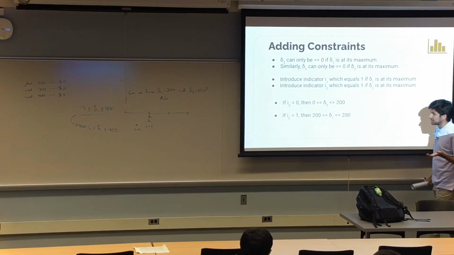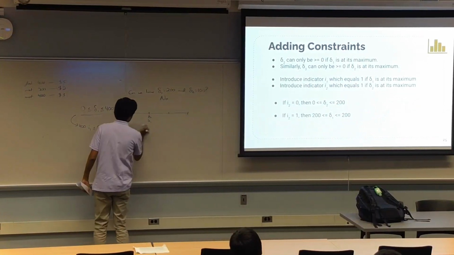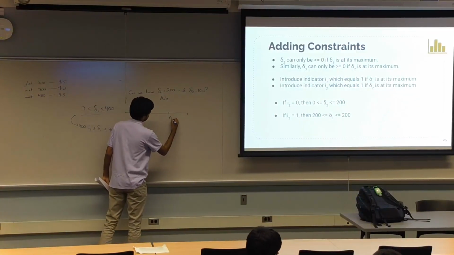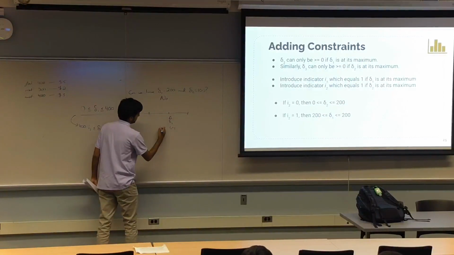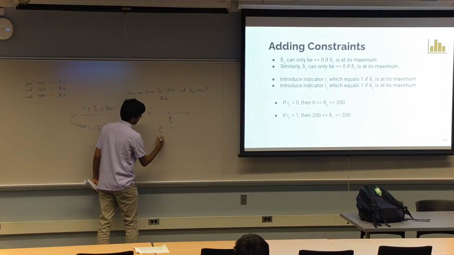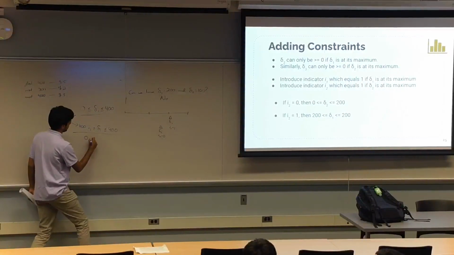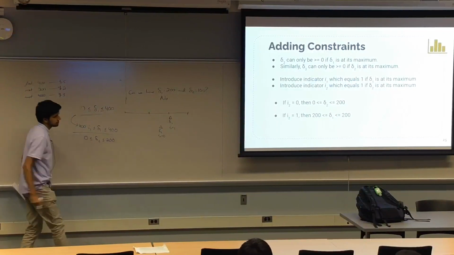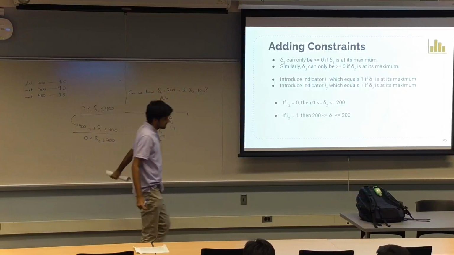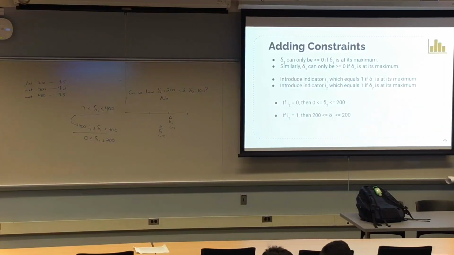Let's move to I2. The observation here is that, visually, if delta 2 is at its maximum, then I2 equals 1. If delta 2 is somewhere not at its maximum, then I2 equals 0. And before, our constraint was 0 less than or equal to delta 2, which is less than or equal to 200. So again, it's very similar to what we did before. How do we fix it?